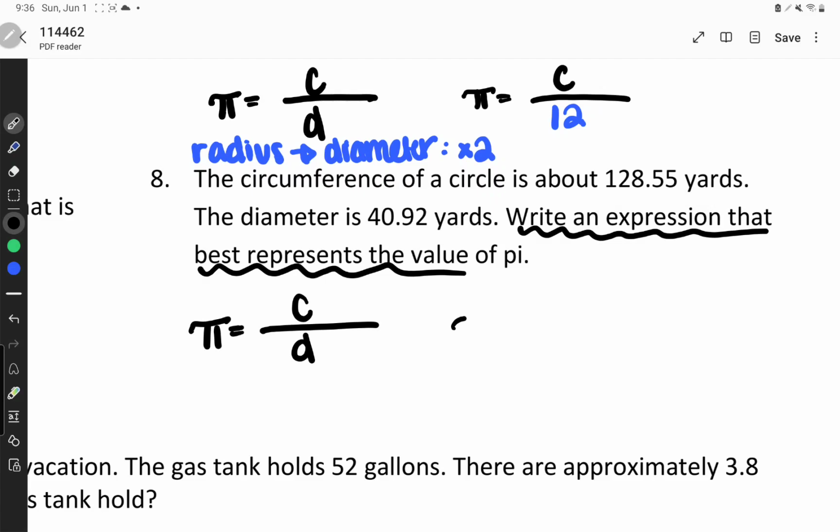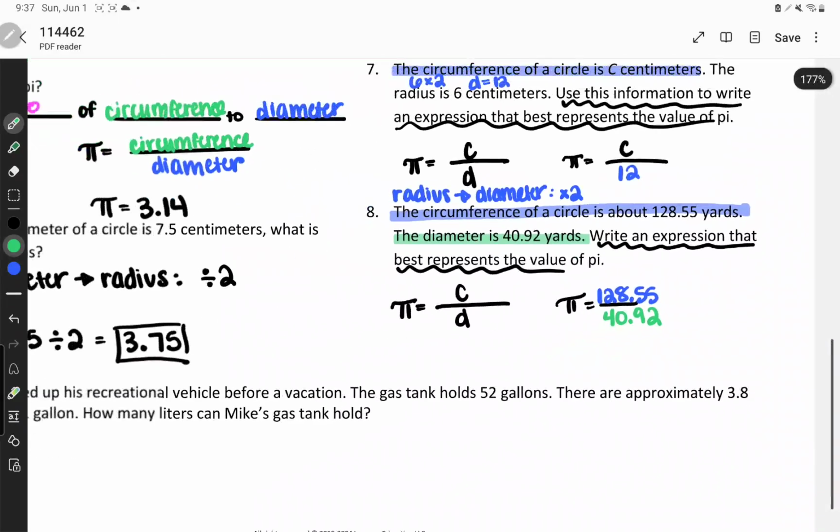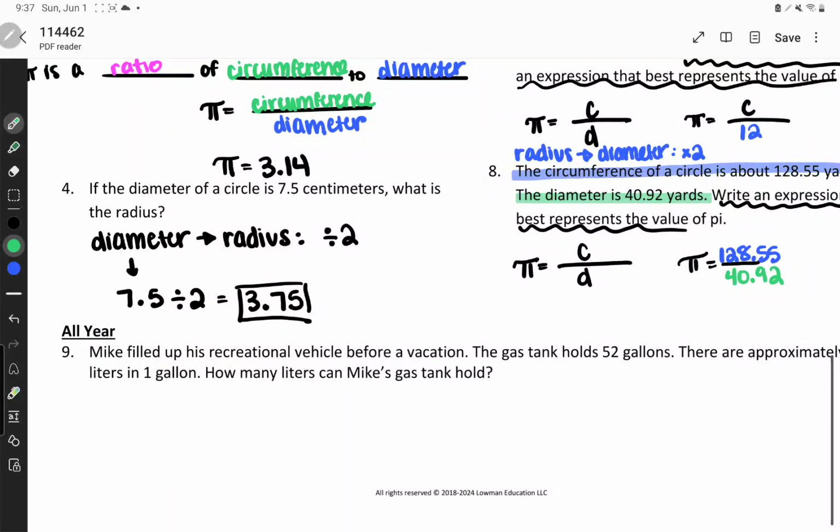So the first thing I'm going to do is look for my circumference. And what does it say my circumference is? It says my circumference is 128.55 yards. So up on the top, I'm going to put 128.55. The next thing I'm going to look for is my diameter. What does it say your diameter is? It says that my diameter is 40.92 yards. So on the bottom, I'll put 40.92. And that's it.